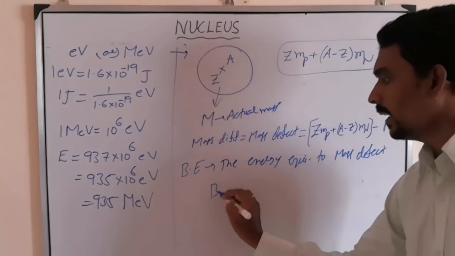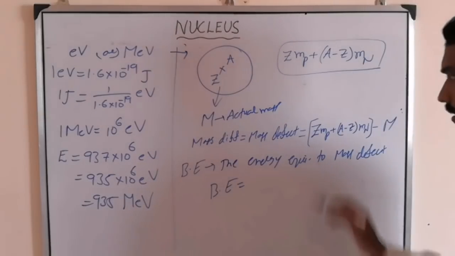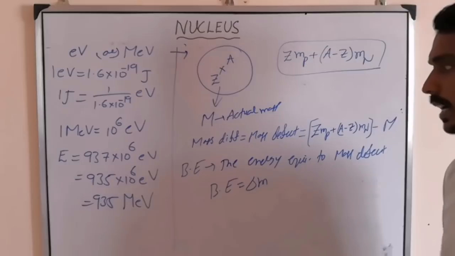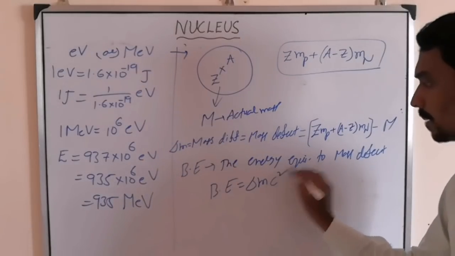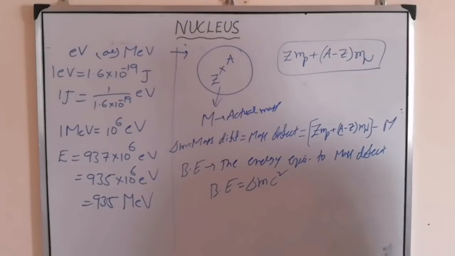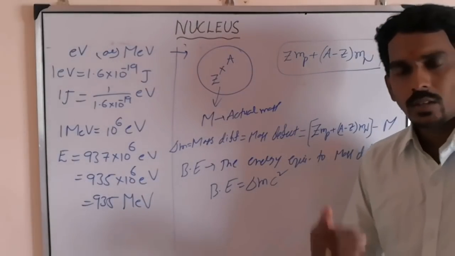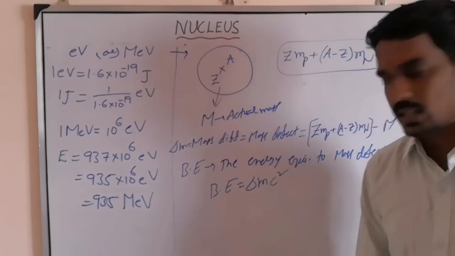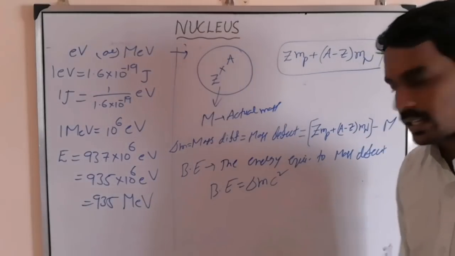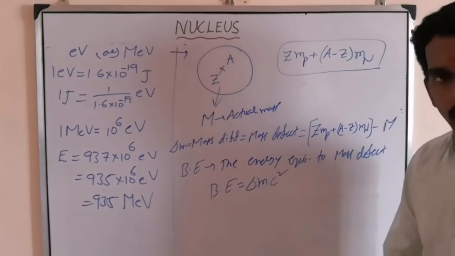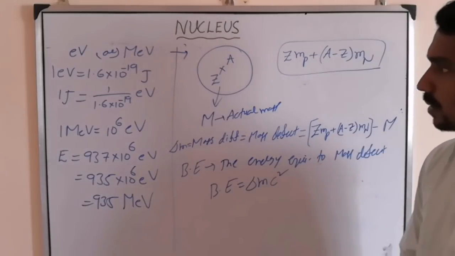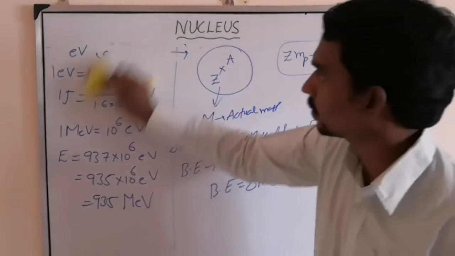That means binding energy means this. Let's take delta M, you can represent it with delta M. Delta M times C square. Because M equivalent energy is how much? M C square. Delta M equivalent energy is how much? Delta M C square. But in the question, like one question I will tell you, suppose.